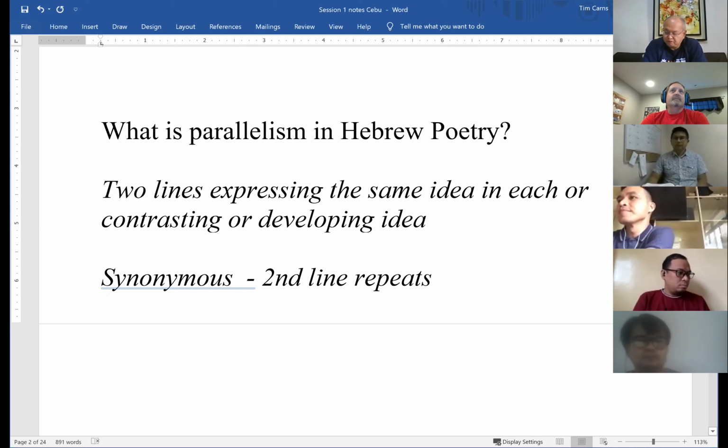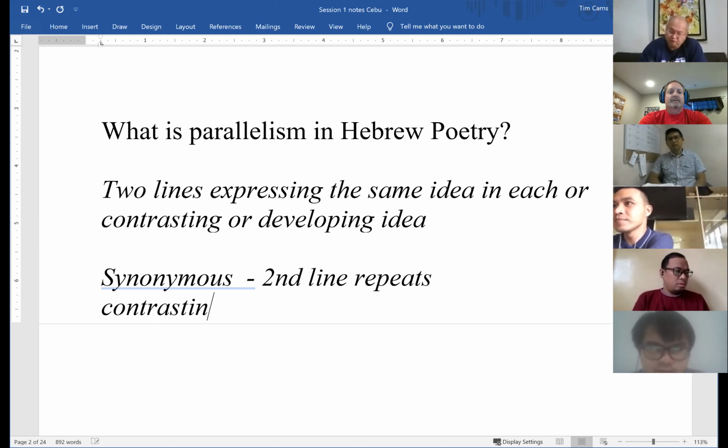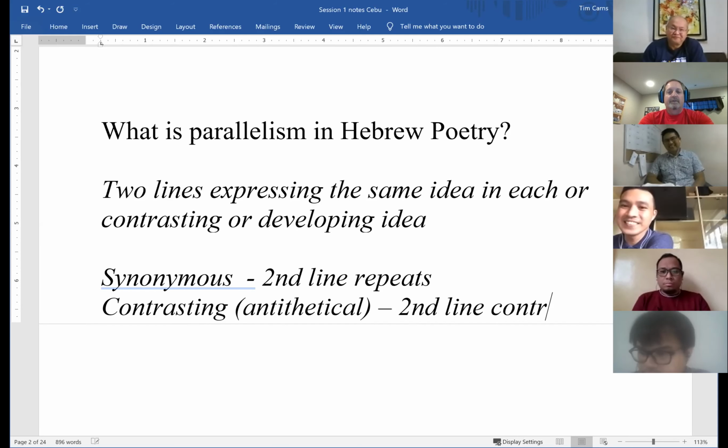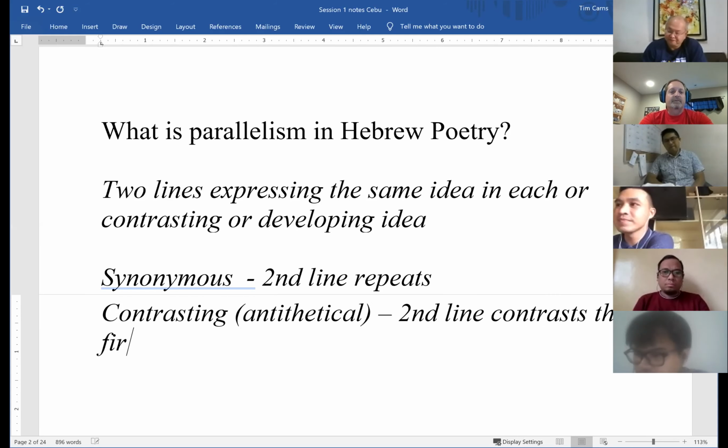Pastor Renee, what's another type of parallelism that we've seen in Hebrew poetry? The antithetical. Yeah, antithetical or contrasting, right? Some say antithetical, but that's too big a word for me, so I prefer something like contrasting, where the second line contrasts the first. Sometimes you'll see words like "but" or something like that in the line.